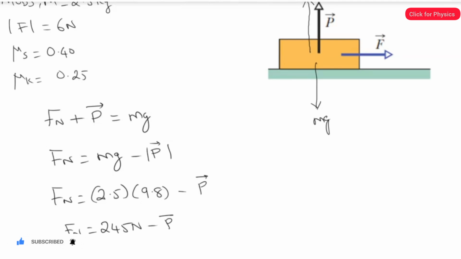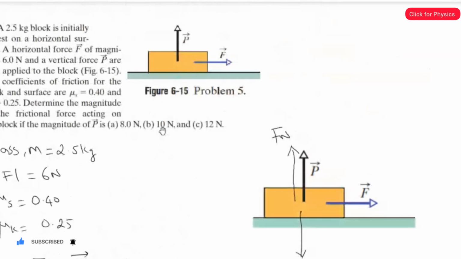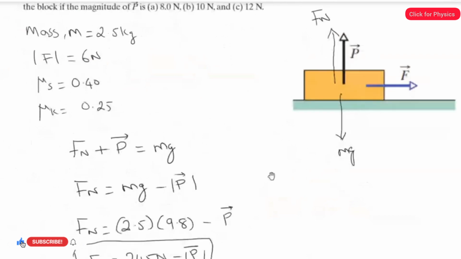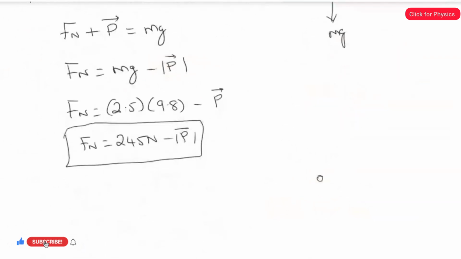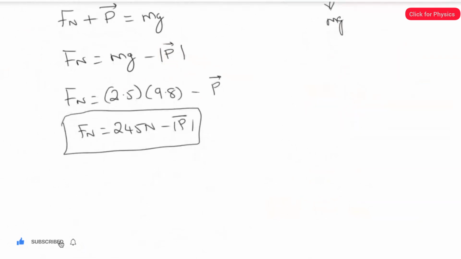So now we have to use this equation, and in this equation we have to apply the different values of the P vector magnitude. In the question they already gave the values of P vector as 8 Newton, 10 Newton and 12 Newton. So for each and every value of the P vector we have to find the value of the friction. Clear? Okay.